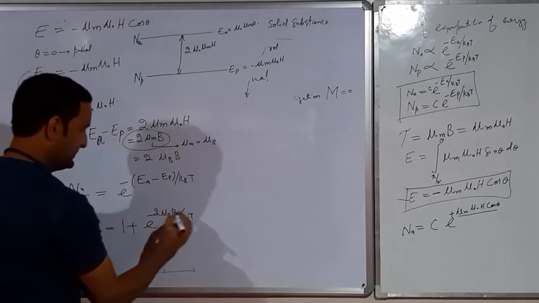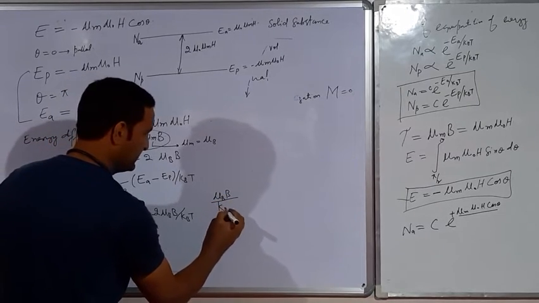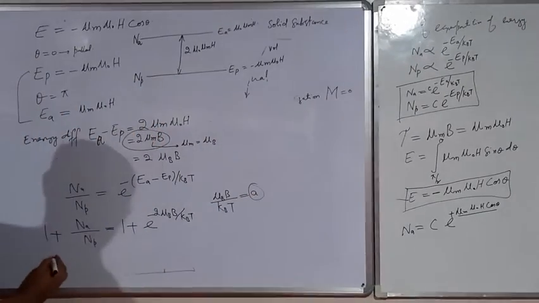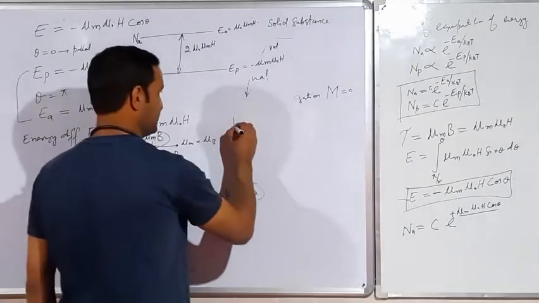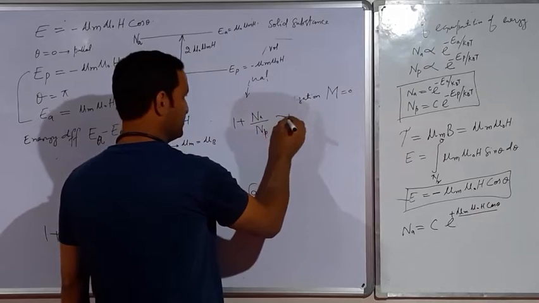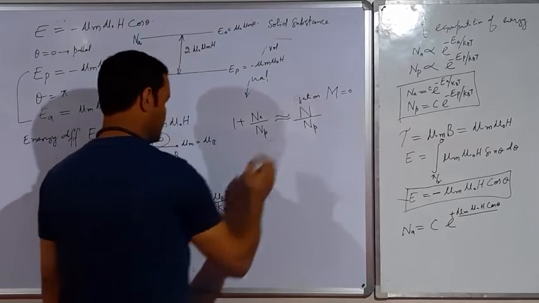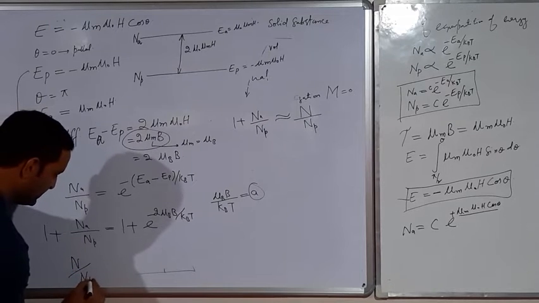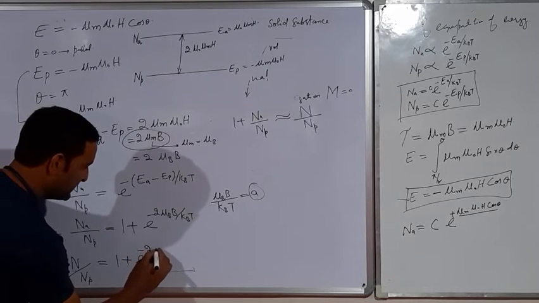So here we can put mu B B upon kBT equal to some constant a. So here we can write it as 1 plus, here also 1 plus. Na upon Np is approximately equal to N, that is the total number of dipoles, upon Np. So in the LHS we can write N upon Np will be equal to 1 plus e to the power minus twice a.